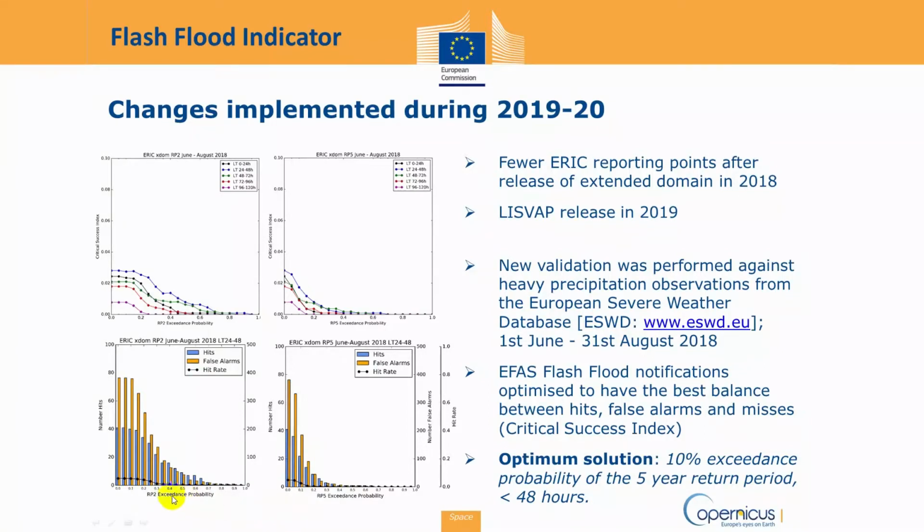So the 2-year return period actually gives a higher hit rate, but at the expense of issuing more false alarms or false warnings, notifications. So for this reason, the 5-year return period was chosen in order to reduce the number of false alarms, even though that reduces the number of hits as well. So the optimum solution that was derived from this analysis was that the 10% exceedance probability would be used for the 5-year return period with a lead time of less than 48 hours.